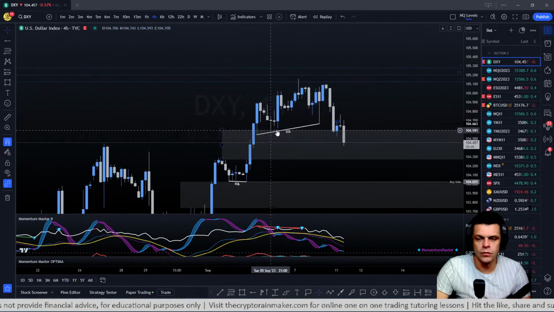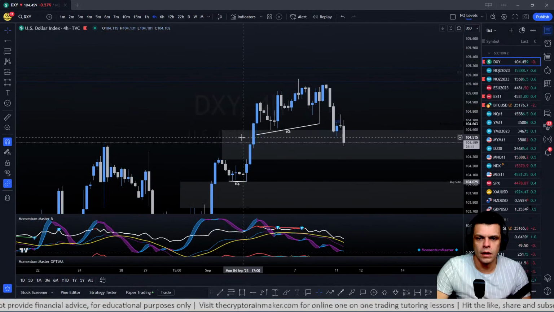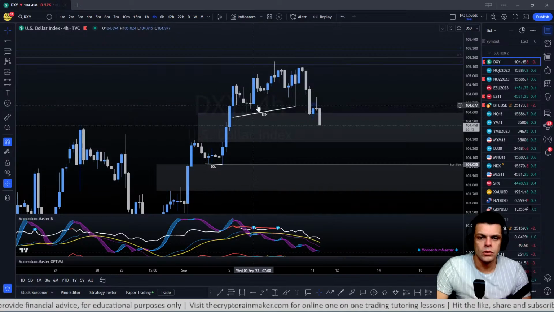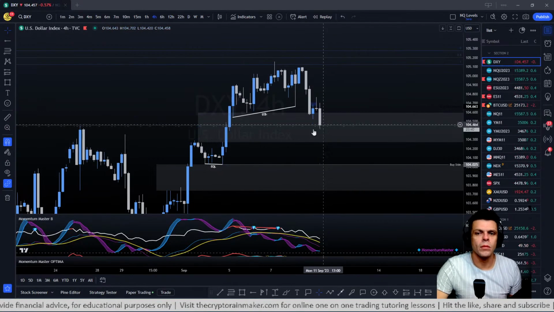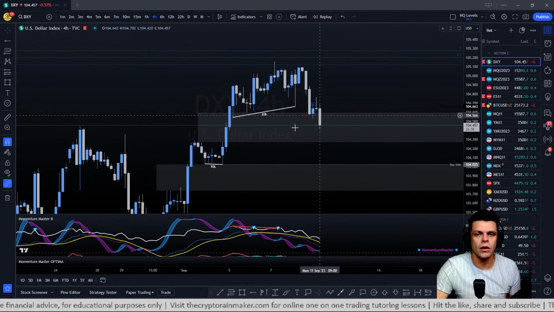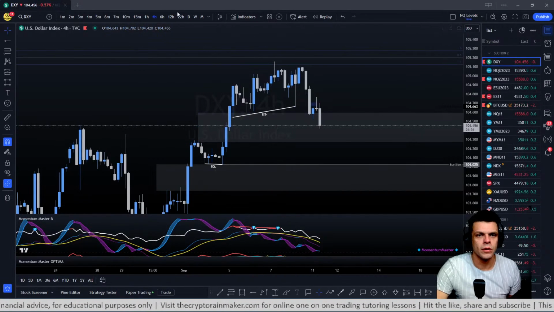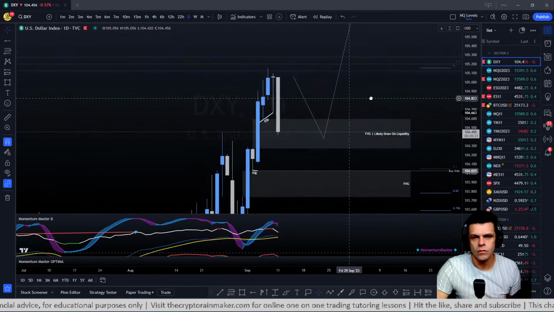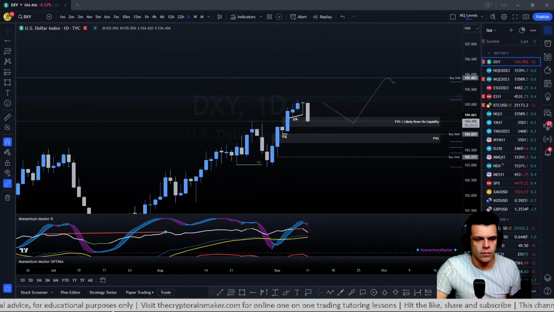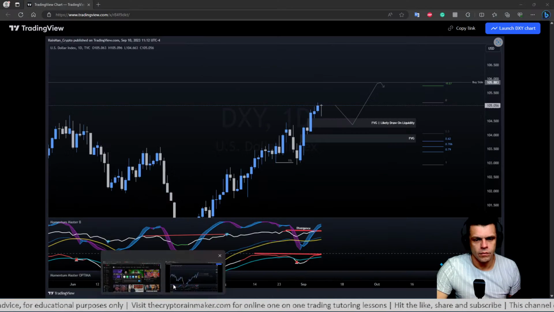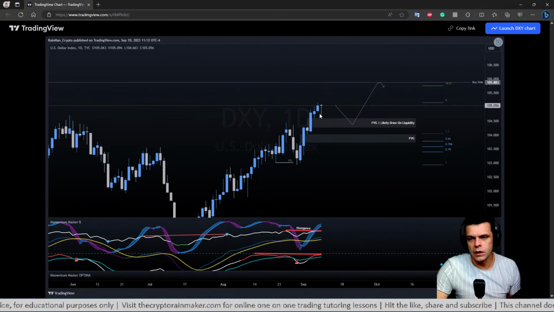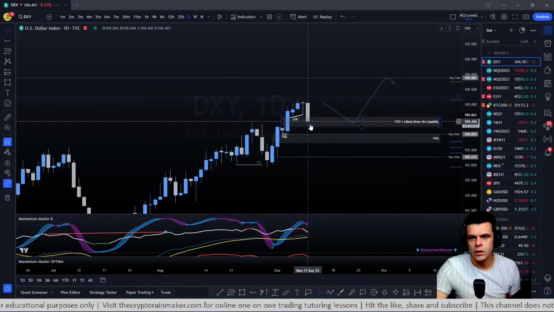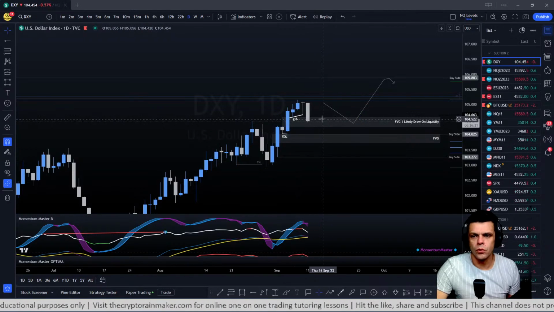So we also identified these levels right here as relative equal lows. So it was likely that price action would come down so that the market makers could knock out all of the long positions right here. So that's where we were. And then we got that little move into this fair value gap. So this was the draw on liquidity for today.